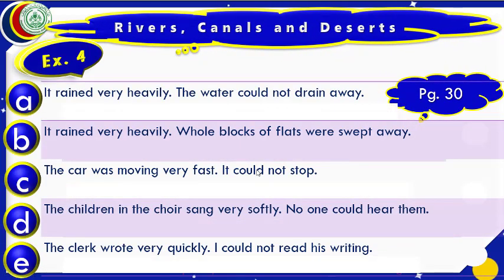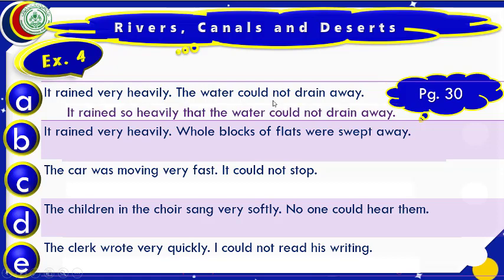Dear students, these are the first 5 parts of this exercise. Let us see how it will change. Very will change into so. It rained so heavily that the water could not drain away. Let us write the answer. Yes students, it is written just like this.